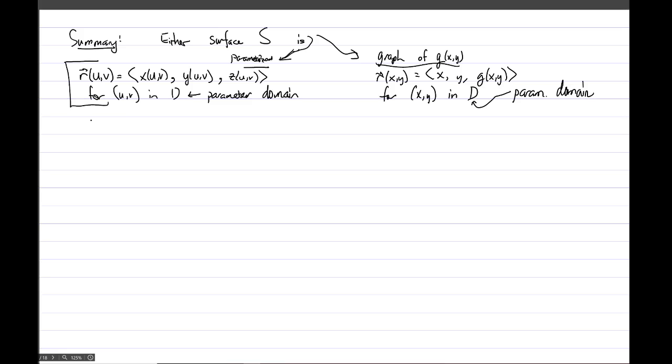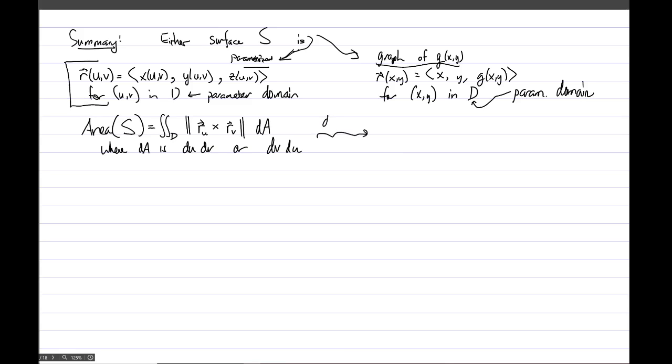Okay, and then in the parameterized surface setup, the area of the surface is given by the double integral over D of the magnitude of r sub u cross product r sub v, close magnitude, dA, where dA is either du dv or dv du.